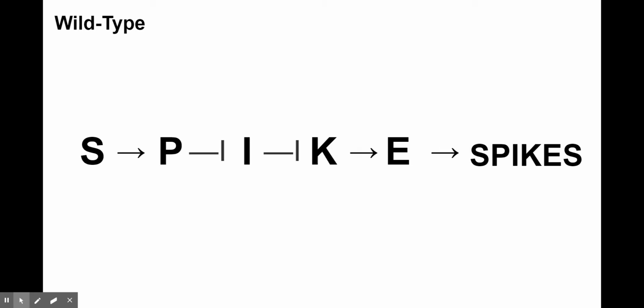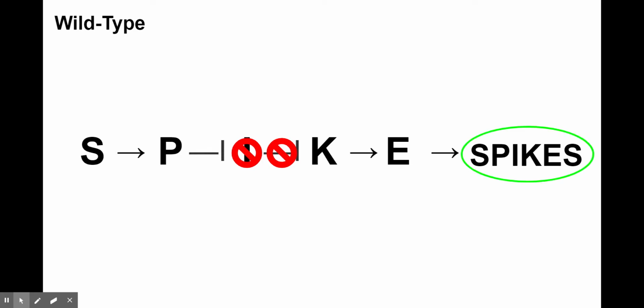First, we have S, which promotes P. With this, P is able to function and repress I. Since I is repressed, it is not able to function, which means it will not repress K. This means K is able to function to promote E, which will then promote spikes. So, in the wild-type condition, we produce spikes.